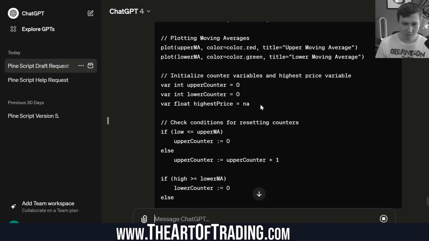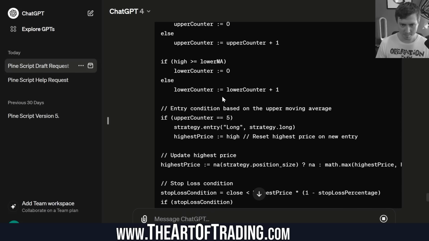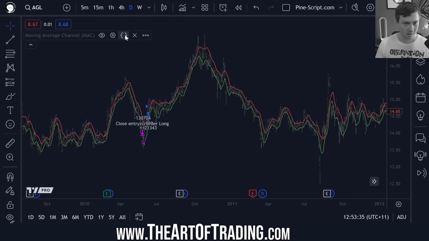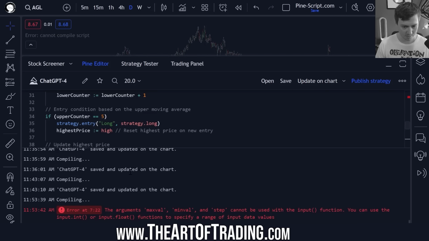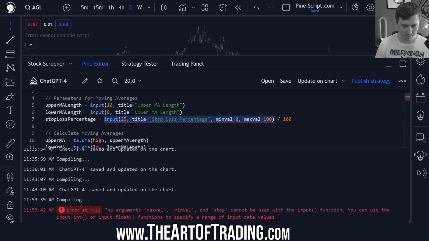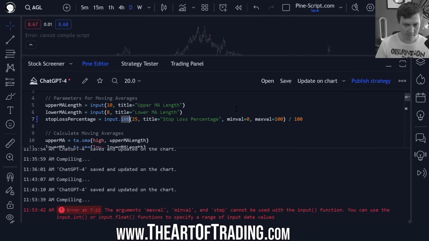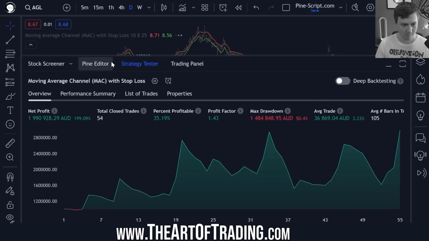All right, it's going to track the highest price. Okay, it's done this in a very convoluted way in my opinion, but I think it'll work. Let's have a look. Again, not perfect, but if it does the job, it saves us time. That's valuable. Okay, we've already got an error. I see what the problem is already. You can't use min val, max val unless you specify what type the input is. So if we put input.int, that should fix that error. There we go.